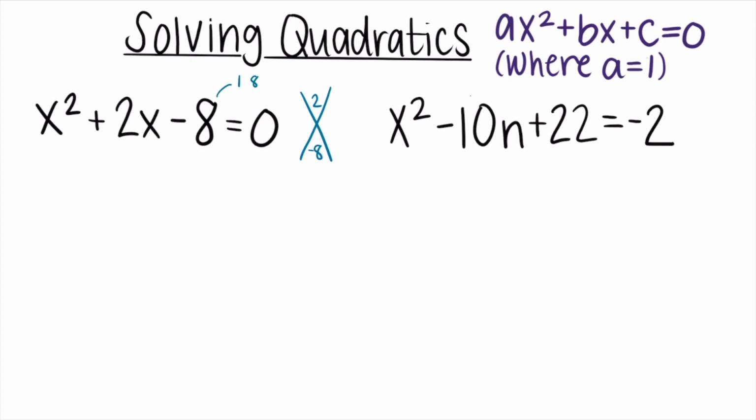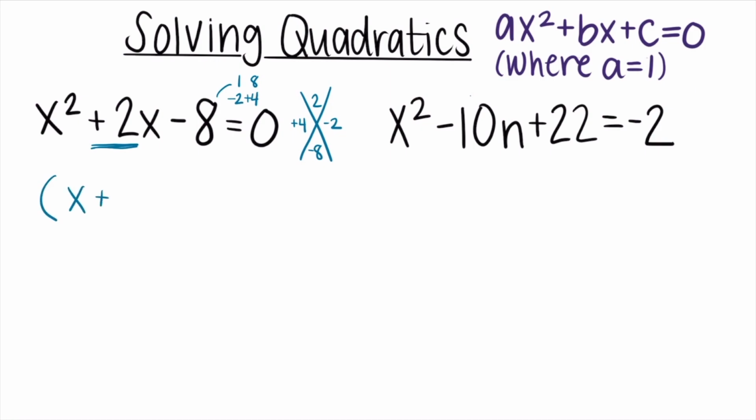I always start by listing my multiples, which for 8 are 1 and 8, and 2 and 4. But remember, one has to be positive, one has to be negative, and they need to add to get us a positive 2. Since one's positive and one's negative, my larger number is going to be the positive since my answer is positive. So a positive 4 and a negative 2 would be our two numbers that would solve that diamond problem, which is exactly what factoring is.